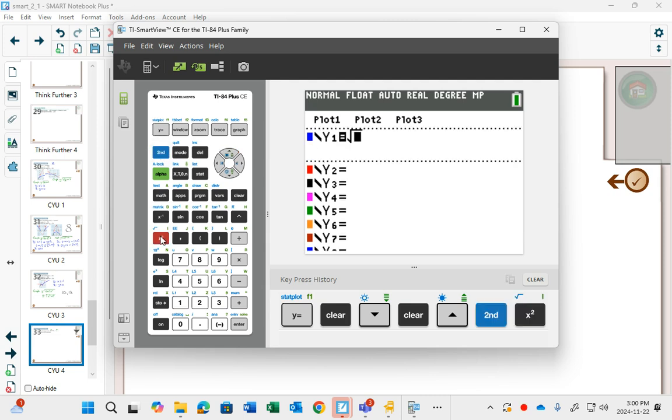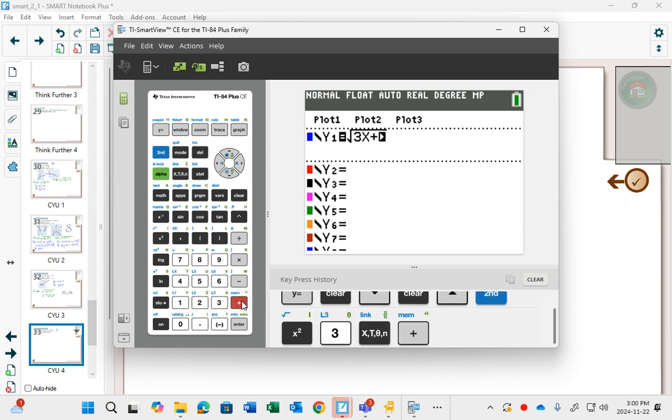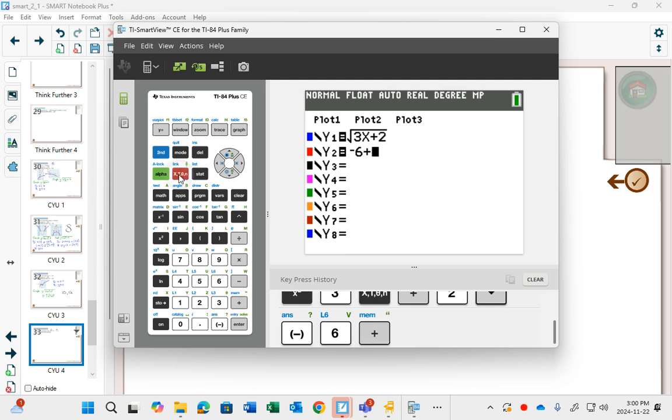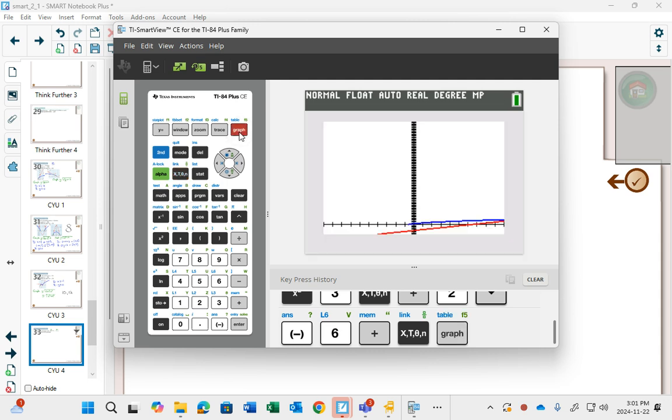Square root of 3x plus 2. Negative 6 plus x. Now I'm going to hit graph and I think my window's probably off. Yeah, okay. That's a tall window.